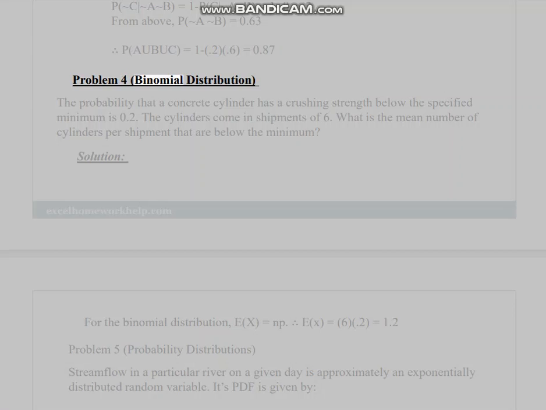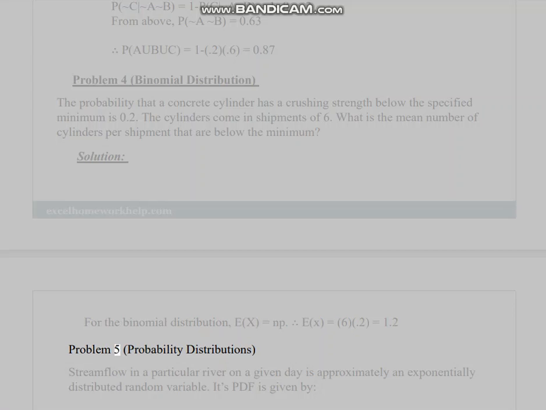Problem 4. Binomial distribution. The probability that a concrete cylinder has a crushing strength below the specified minimum is 0.2. The cylinders come in shipments of 6. What is the mean number of cylinders per shipment that are below the minimum? Solution. For the binomial distribution, the mean x equals np. x equals 6 times 0.2 equals 1.2.